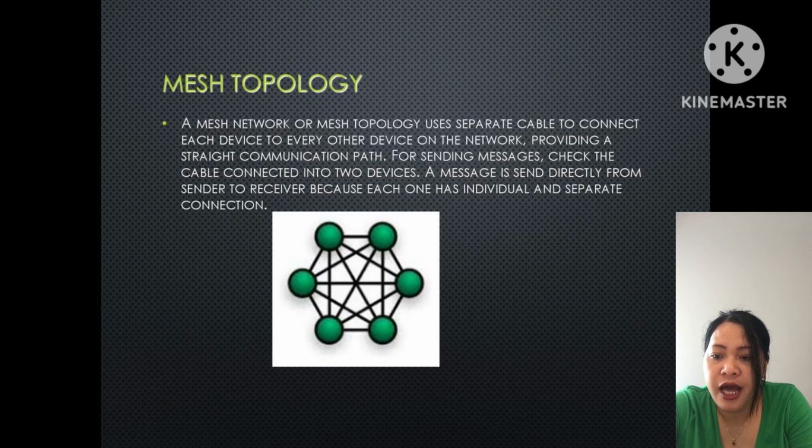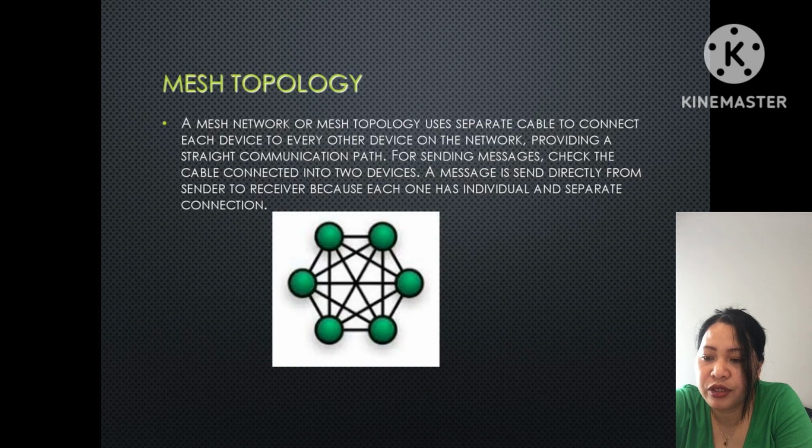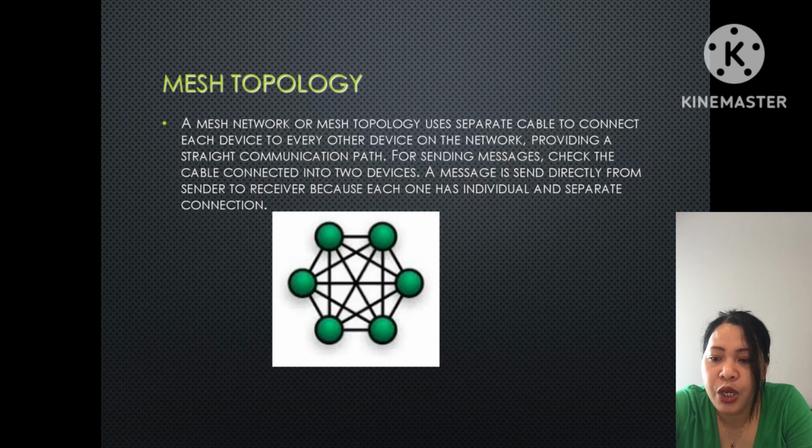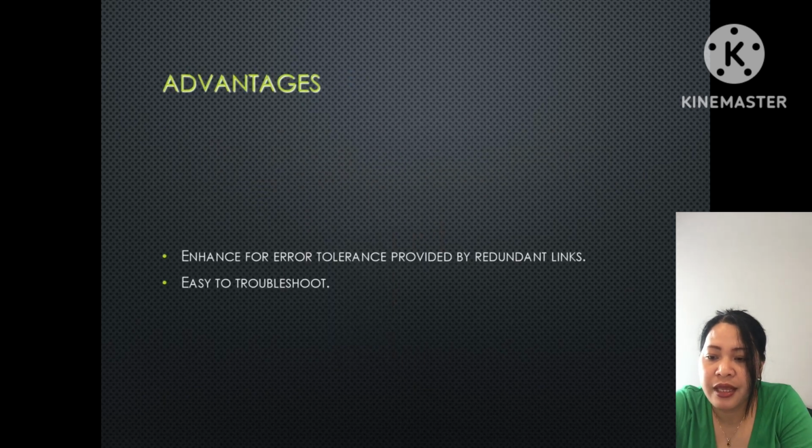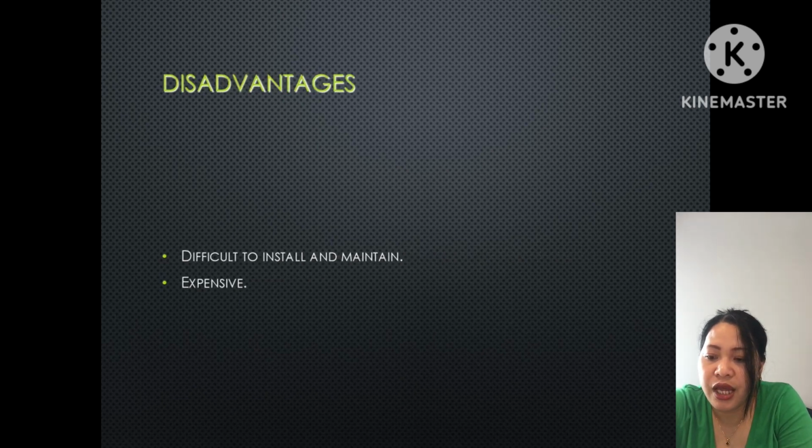Mesh topology. A mesh network uses a separate cable to connect each device to every other device. On sending a message, the cable connected to the two devices is used. A message is sent directly from a sender to a receiver because each one has an individual and separate connection. Advantages: enhanced fault tolerance provided by redundant links, easy to troubleshoot. Disadvantages: difficult to install and maintain, expensive.